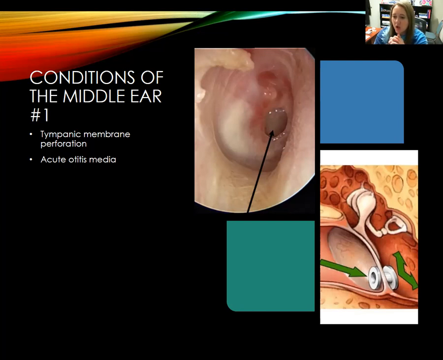Table 63.4 is clinical features of otitis, and that compares external otitis and otitis media, which is otitis of the middle ear. And so it just kind of compares those side by side. So that's a good little table to look at.